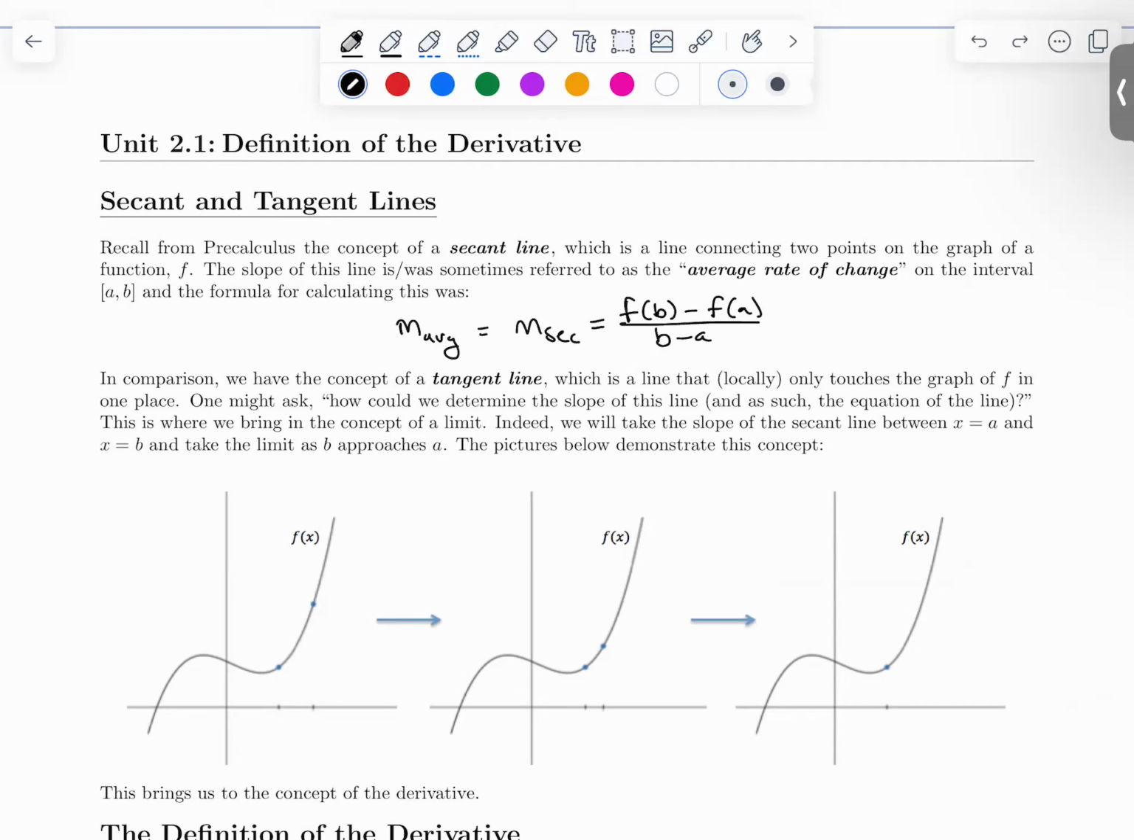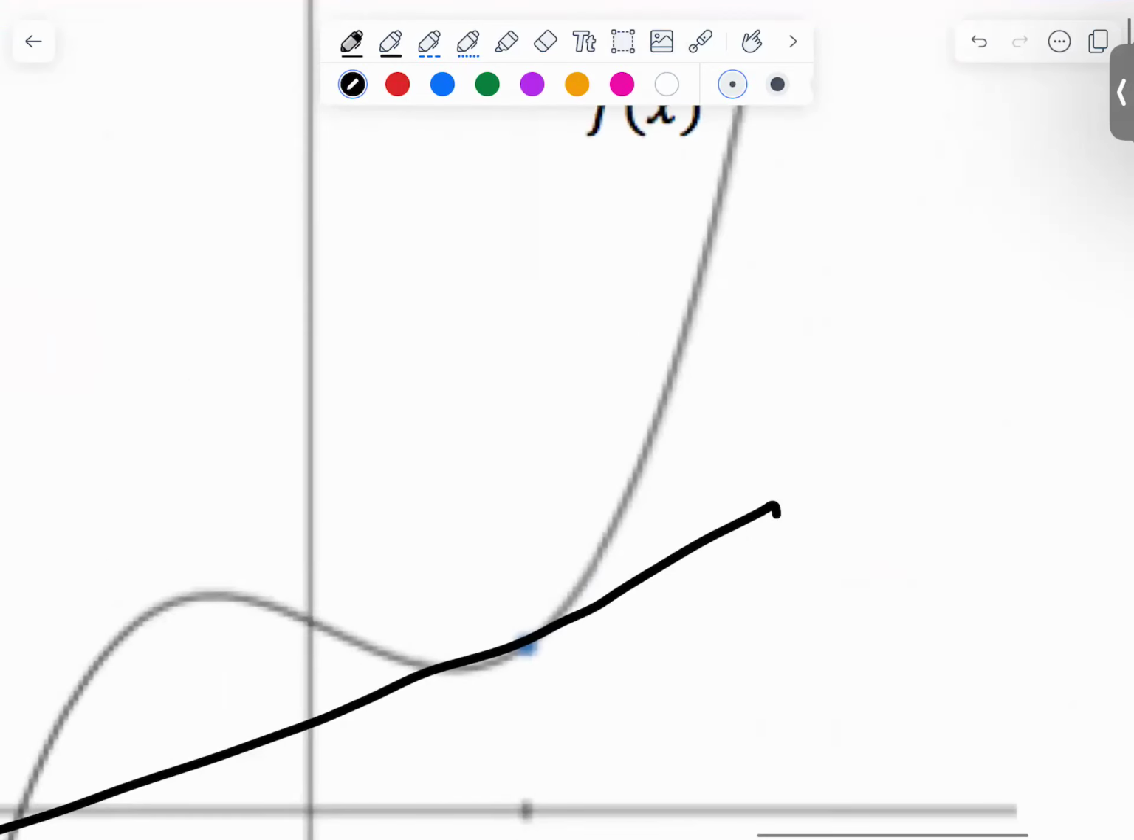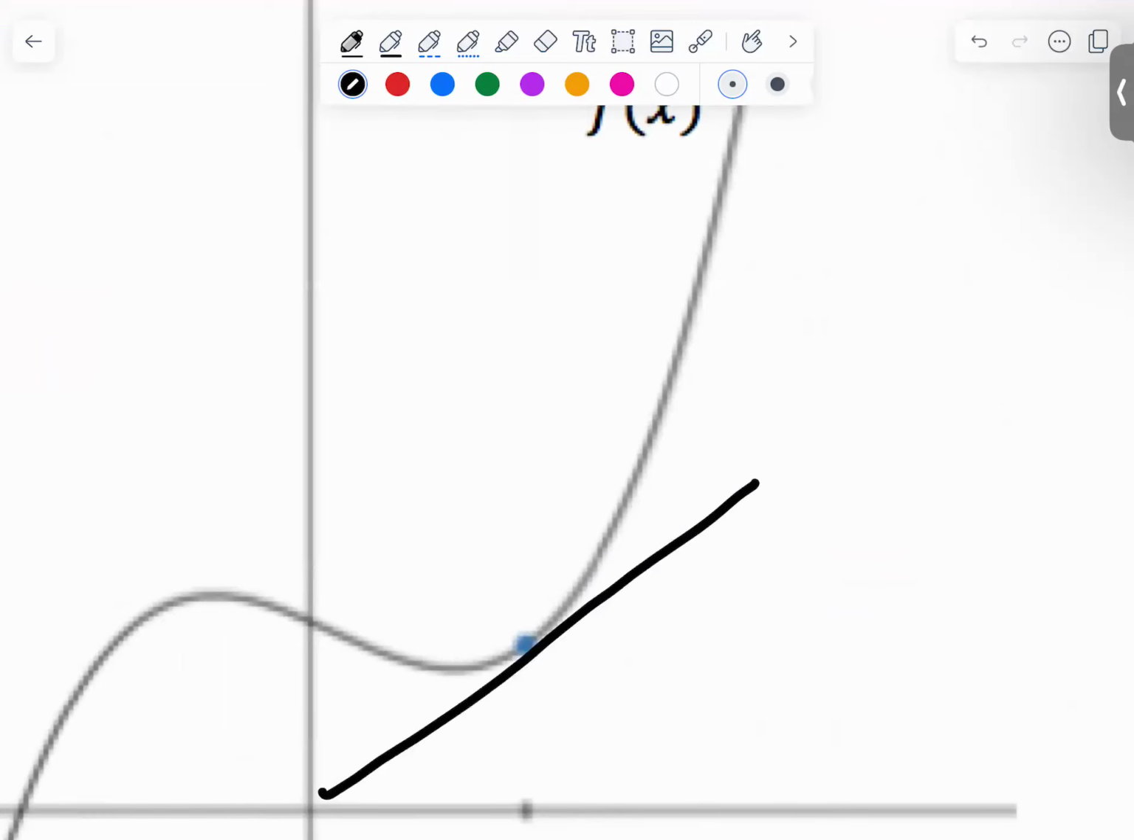And then the question becomes, how do we draw a line that is tangent to the curve, at least locally? If I draw this tangent line right here, it does cross the graph at another point, but locally, right here, if I just examine that spot and draw it better, it's only going to touch the curve at that one specific point. That is a tangent line.